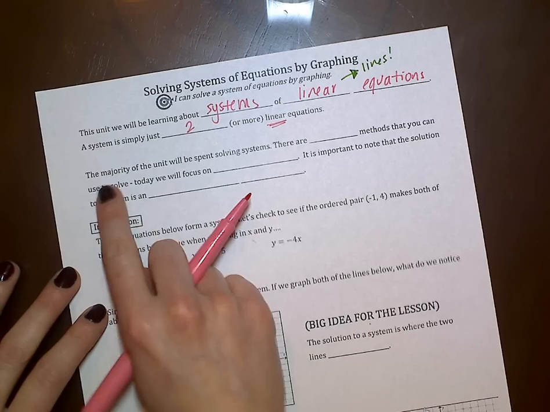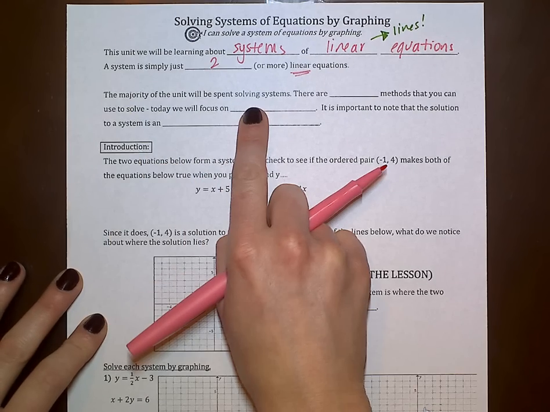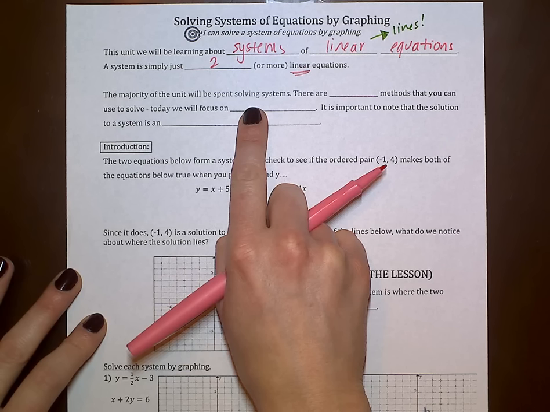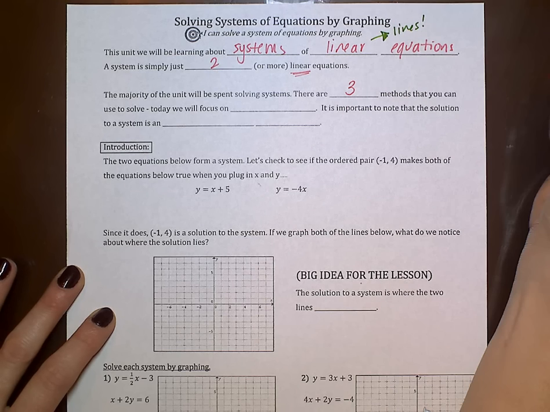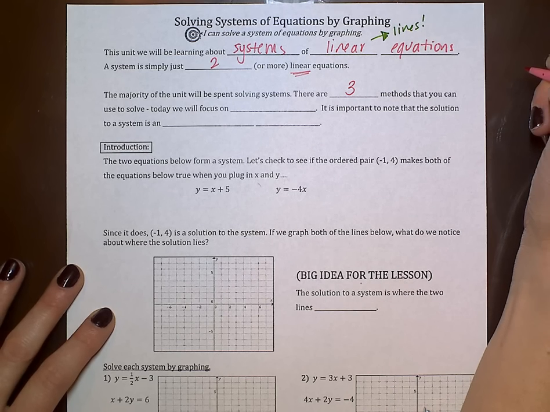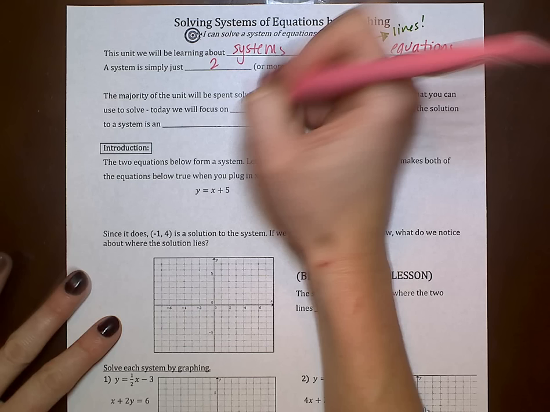Okay, so the majority of the unit will be spent solving systems. So finding out what x's and y's work in both of them. There's actually 3 methods for solving a system. So that's what we're going to start off this unit with. We're going to learn about the 3 different methods. Today we're going to do method 1, which is called graphing.